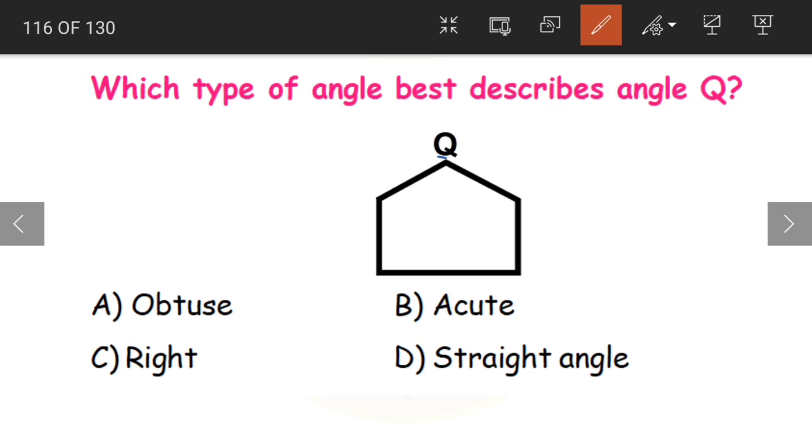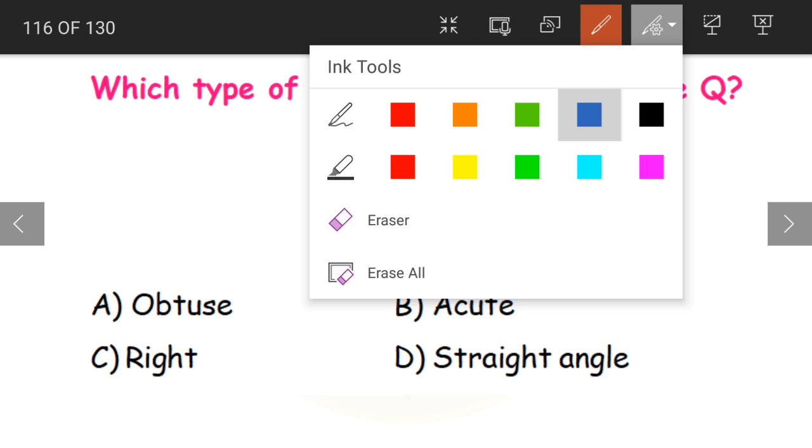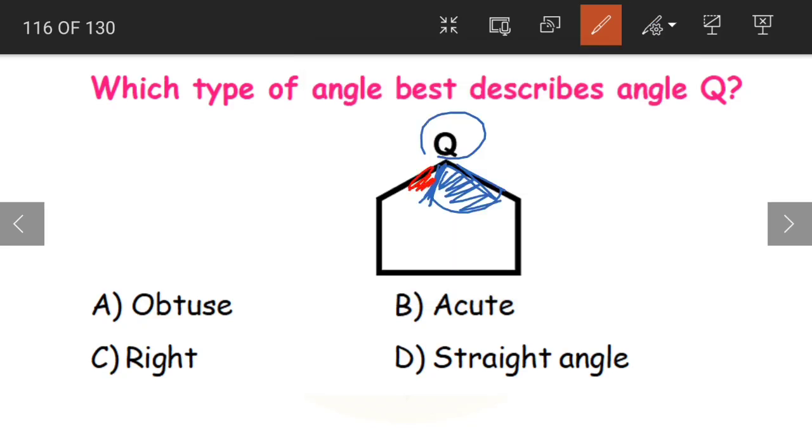And coming to the last question for today, which type of angle best describes our angle Q? If you look at our angle Q, and even if we try to use the right angle tester, so this is our right angle. Now, is this angle greater than our right angle or less than our right angle? It is greater than. See, we still have this angle here. It is greater than our given right angle. So, will our angle Q be obtuse, acute, right or straight angle, children? It will be option A, obtuse angle.